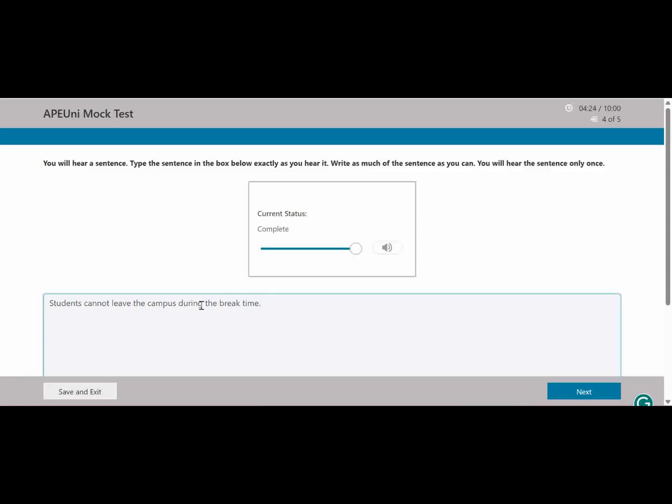Students cannot leave the campus during the break time. So this sentence was easy. Try to understand the meaning of the sentence. If you are able to understand the meaning of the sentence in Hindi or Punjabi, then you can write the sentence very easily. So check your spellings. It's students, not student. But again, if you are confused, then you can write down student in the end. But close your sentence with the full stop. Don't use any comma in between the lines, because there are no marks for the grammar. There are marks only for the spelling. So if your spellings are correct, then you will get the answer.